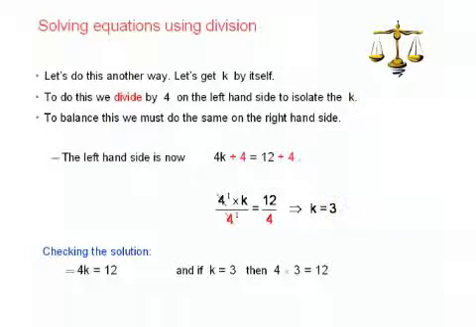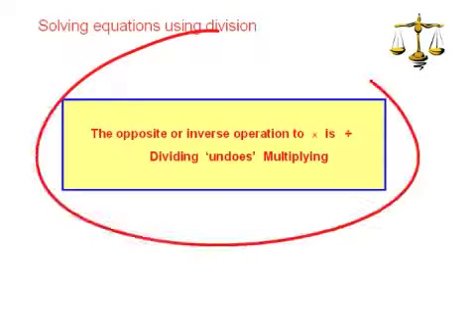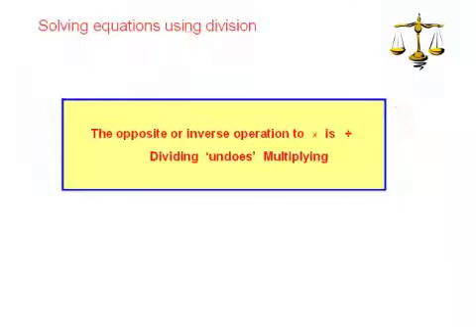Notice this time I've just checked the solution to this equation. In other words, if k equals 3, and we substitute 4k into the original equation, 4 times 3 is equal to 12. So the rule here is that the opposite or inverse operation to multiplication is division. In other words, dividing undoes multiplying.